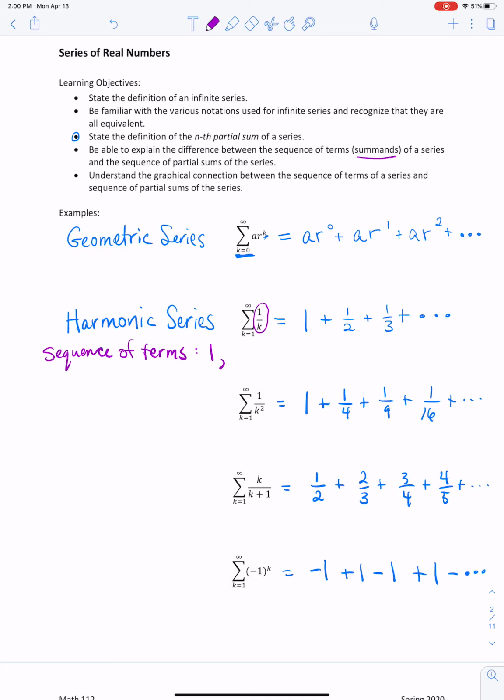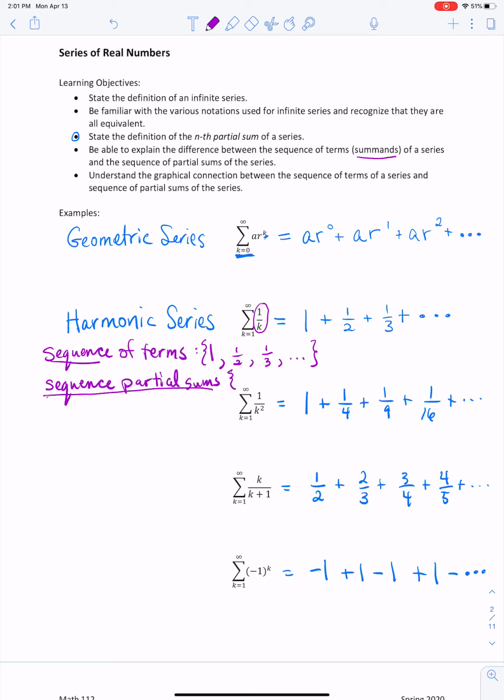So 1, 1/2, 1/3, and so on. It's a list. You want to be thinking about this as an infinite list of numbers. So this is a sequence, not a series, but it's certainly related to the harmonic series. And then we have the sequence of partial sums. Okay, and that's what we just defined here.